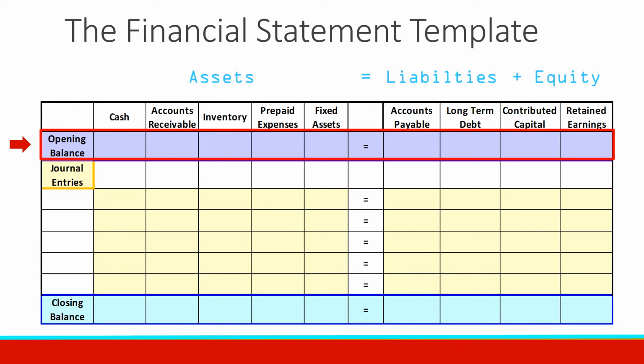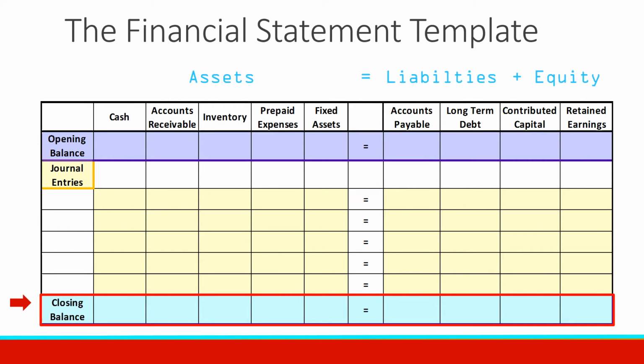Now notice that we have highlighted, instead of a column, a row that's in purple called the opening balance. In the Financial Statement Template, this is the place you would put all the original balances at the start of the time period that you're examining. So if it's the very beginning of the firm's life, the opening balances would be zero all the way across. If it was an existing firm, you would put in the closing balances from the prior period. What we have highlighted now at the bottom in light blue are the closing balances.